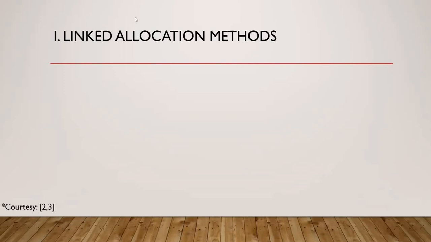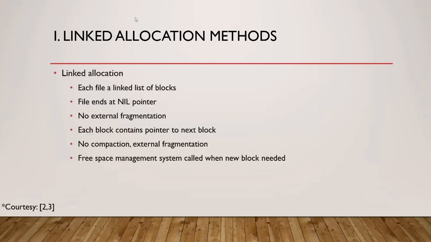Okay. So in linked allocation, each file is a linked list of blocks. The file ends with nil pointers, with no external fragmentation. All are very basic points. Then each block contains a pointer to the next block. Quite obvious. No compaction is needed because there is no fragmentation. Then there is the free space management system.